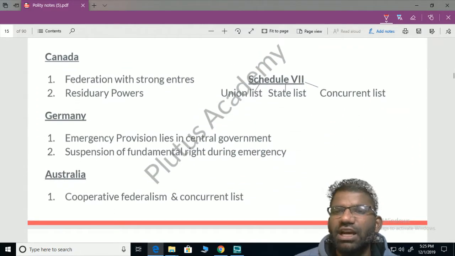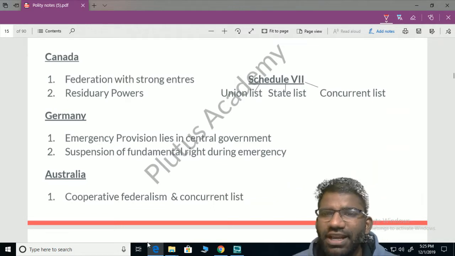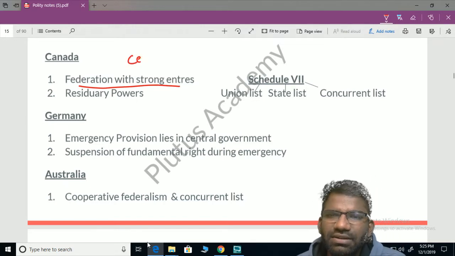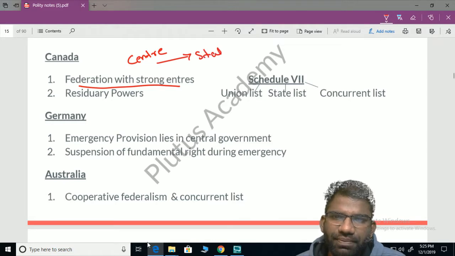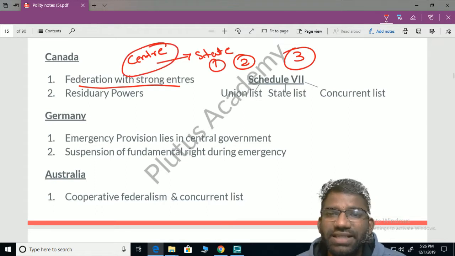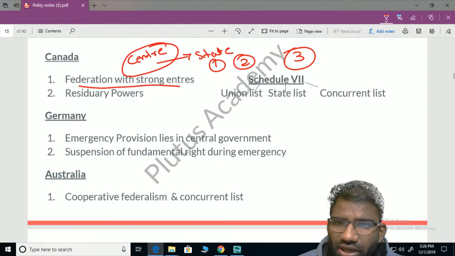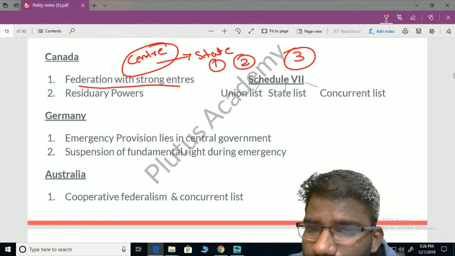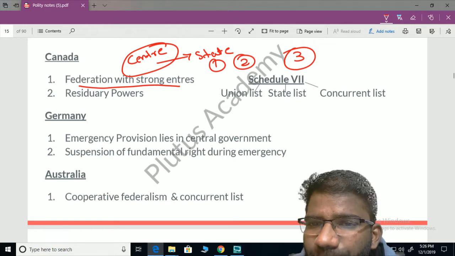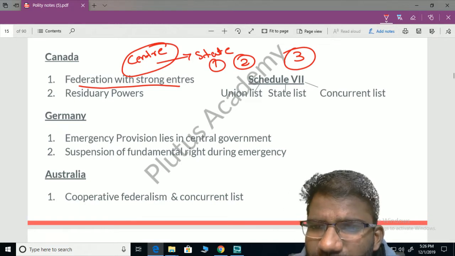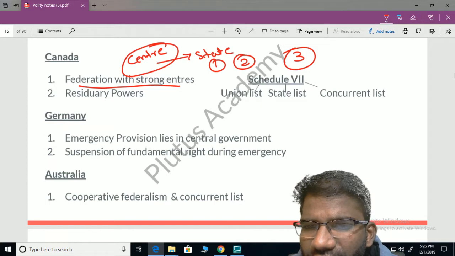Now, what has been taken from Canada's constitution? Federation with strong center. Earlier I also discussed the term federation or federalism. That means a center-state relationship. We have various numbers of states in our country, but the center is the key aspect. Center holds the states. Center is one of the most powerful authorities. We have a relation between center and state government, but the center will have more powers, or we have a central government which is much stronger than the state government. So Canada's constitution gave us the provision that the center will be more powerful than the state government.